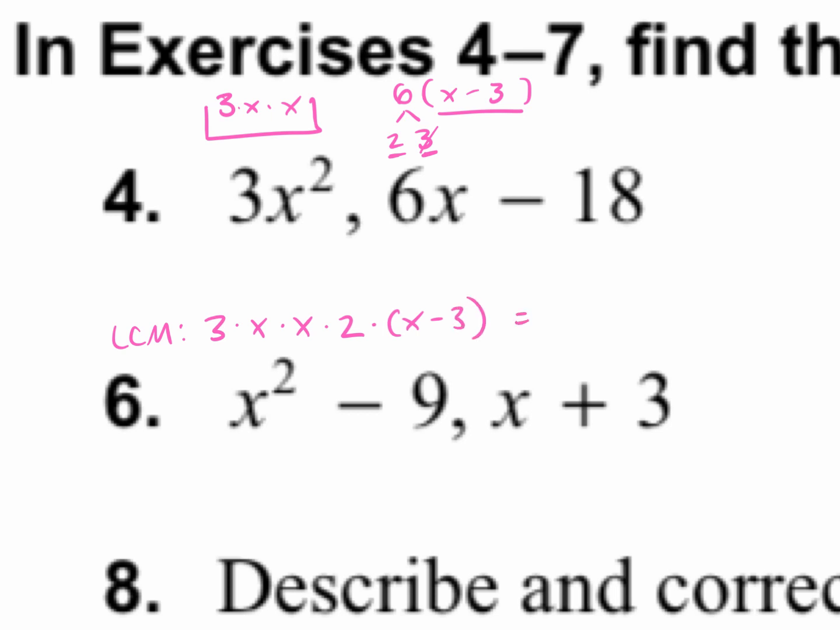So to simplify this a little bit, what would my least common multiple be? 6x squared, open parentheses, x minus 3. Awesome. 6x squared times x minus 3.